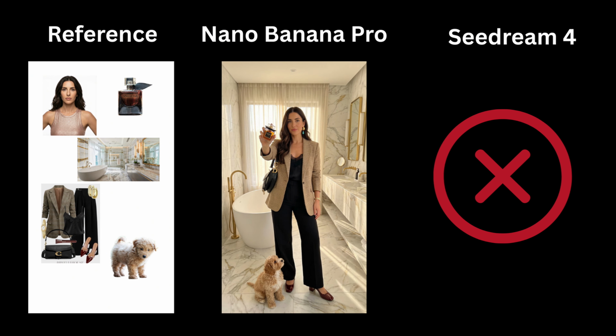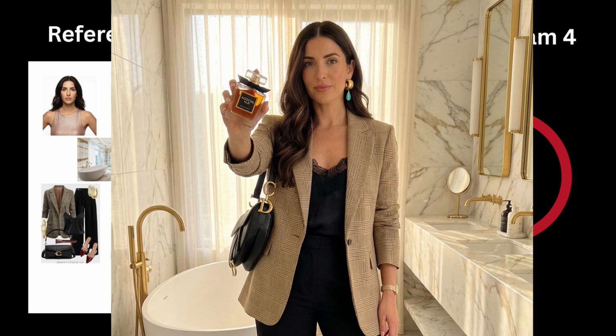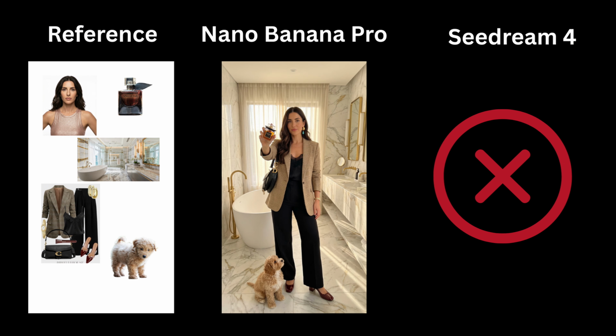For the first test, I gave both models more than 6 reference images. The model, the perfume, the outfit, the dog, the bathroom setting, accessories, everything. The goal was to see which model could combine all of these into one cohesive UGC-style photo. NanoBanana Pro successfully combined almost all references. The model is holding the AI Social Hub Perfume. Text isn't perfect, but it's still readable. Bathroom background matches blazer, earrings, watch, dog, all included. Only one missing item, the lip gloss.